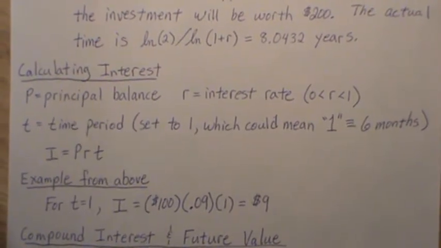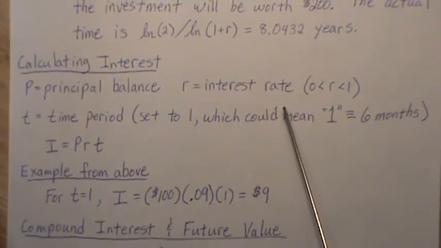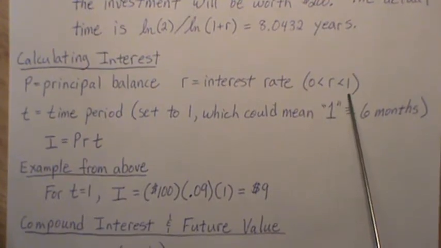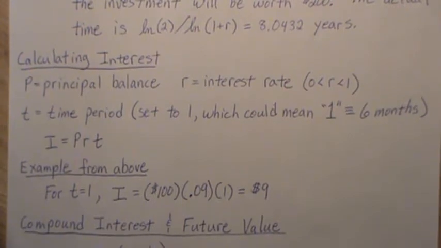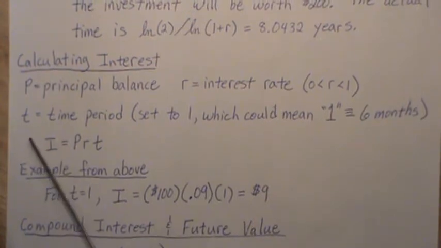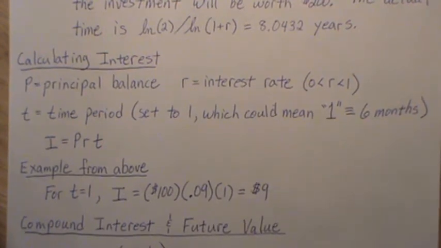Very quickly, calculating interest: we have some principal balance, we have an interest rate, and remember, interest rates are between 0 and 1. A lot of people convert that to percent though. So if we have a 9% interest rate, that really means the interest rate is 0.09, right? But then we move the decimal twice and call it percent. But in all these calculations, we have to have it between 0 and 1. T is the time period. Now we set it to 1, which could be 6 months, or 12 months, or 1 year. It's whatever time period the interest rate is compounded over.